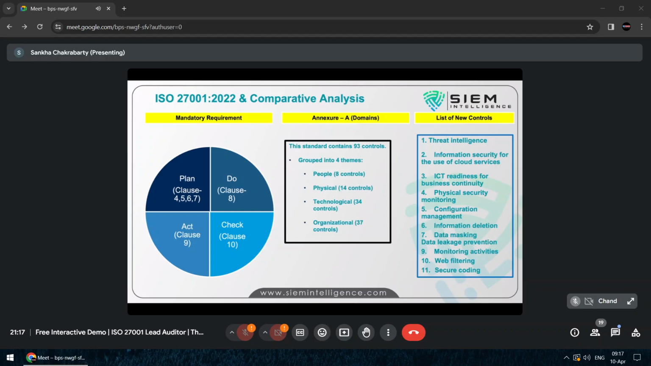I'll give you the mapping as well, showing how the controls of 2013 are mapped to 2022. Because some organizations may have 2013 and you need to implement 2022, the task is quite easy because most of the controls are already there. Only a few controls you have to implement.